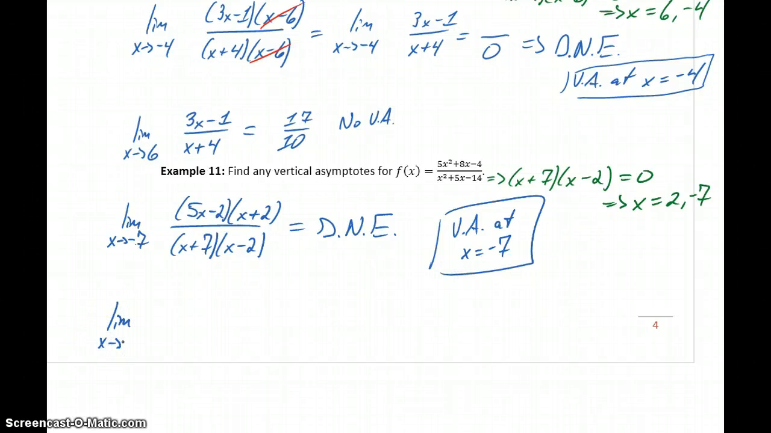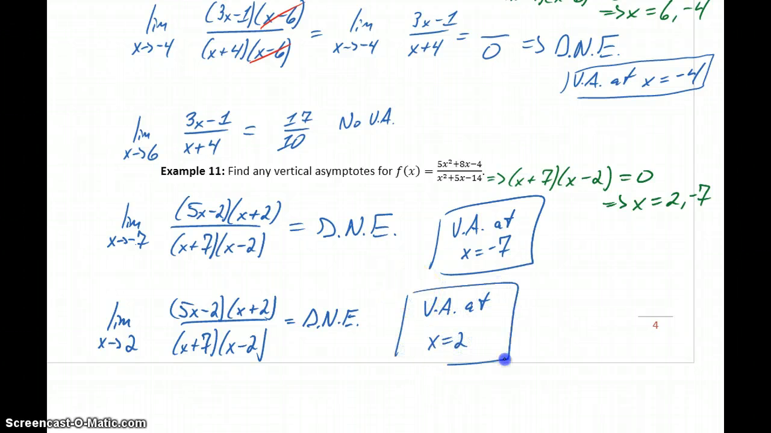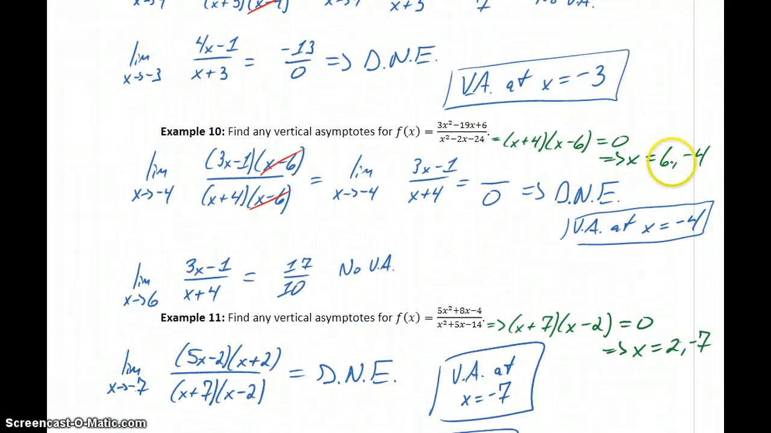If we try to take the limit as x approaches 2 of 5x minus 2 times x plus 2 over x plus 7 times x minus 2, direct substitution will again give us 0 in the denominator, meaning that the limit does not exist. So we have a vertical asymptote at x equals 2. In this case, 2 points where the function's undefined and 2 vertical asymptotes. But we always need to make sure that once we find any of those possible values where our function's undefined, we're taking the limit as x approaches both of those to determine whether it's a vertical asymptote or just a hole in the graph.